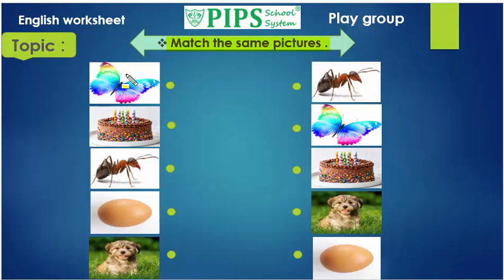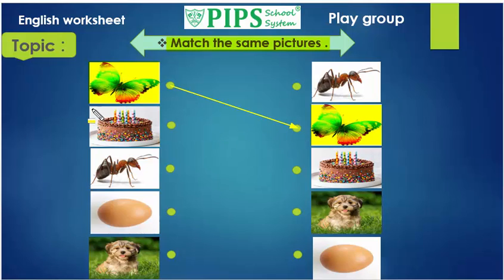Okay students, let's start. The first picture is butterfly. This is a butterfly. Let's see where is the second picture of butterfly which is similar to it. Here is the second picture of butterfly which is similar to it. Now we will match the butterfly with the same picture like this.